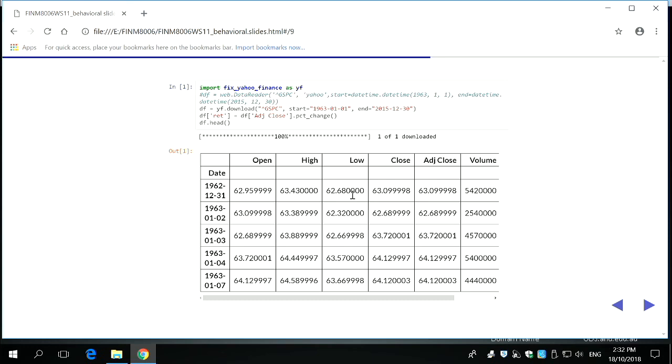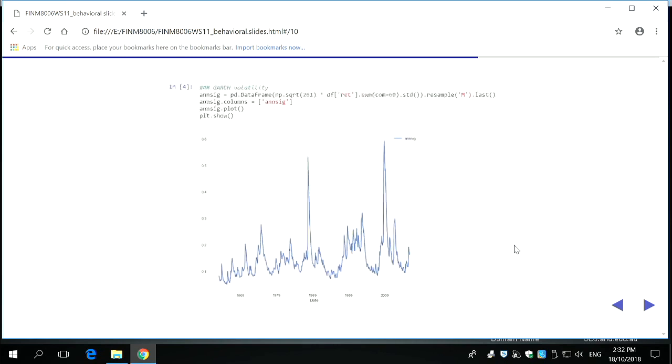So what I want to do is just to get the daily data of S&P 500 from Yahoo. This is the daily data, and I just calculate return using the adjusted close. Now, in order to normalize by the volatility, I need something that estimates the volatility with time-varying volatilities.